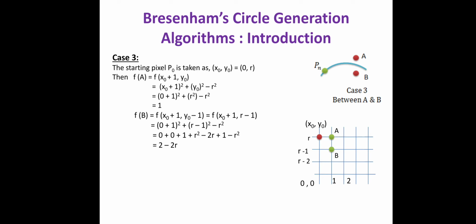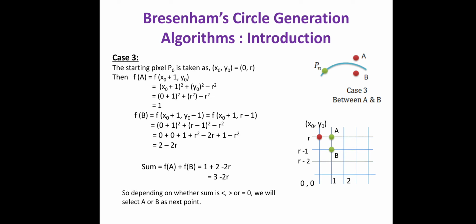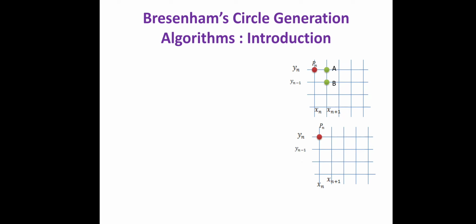So, after that what are we doing? We are taking the summation of f of A and f of B, right. So, what will be the summation of f of A and f of B? It will be 1 plus 2 minus 2r, that becomes 3 minus 2r, right. So, this is the summation of A plus B. Then, depending on whether that sum is greater than, less than or equal to 0, we will select the next point. So, depending upon this summation we are going to select our next point.